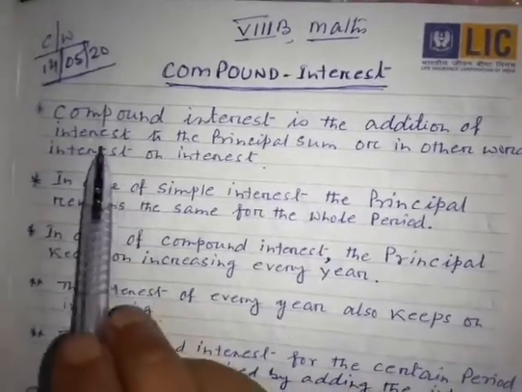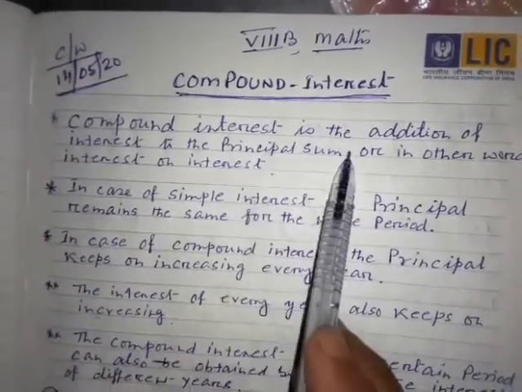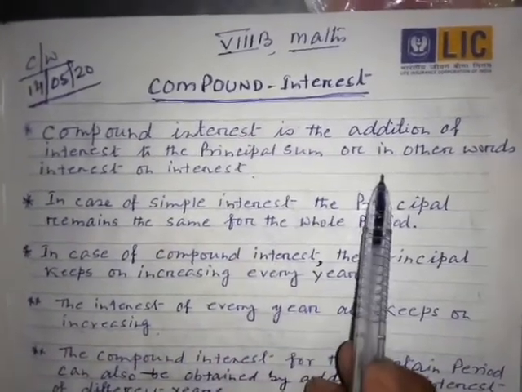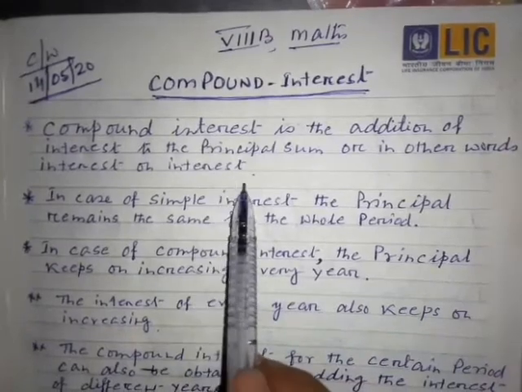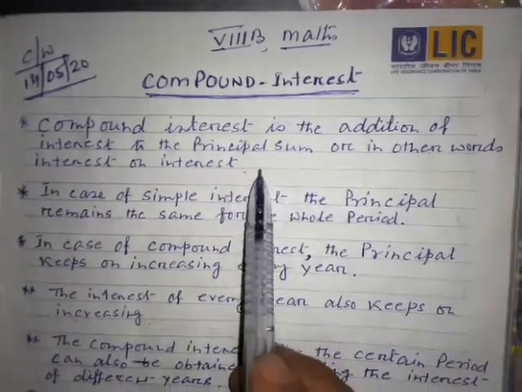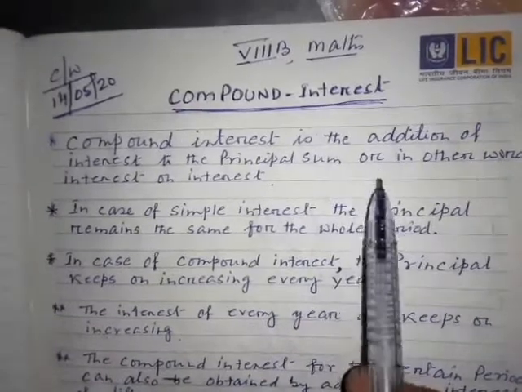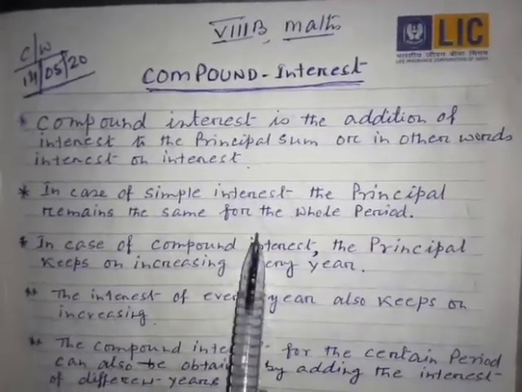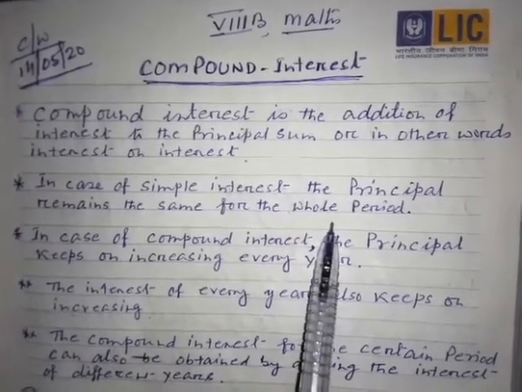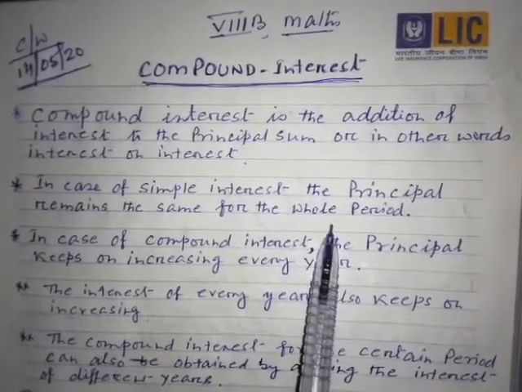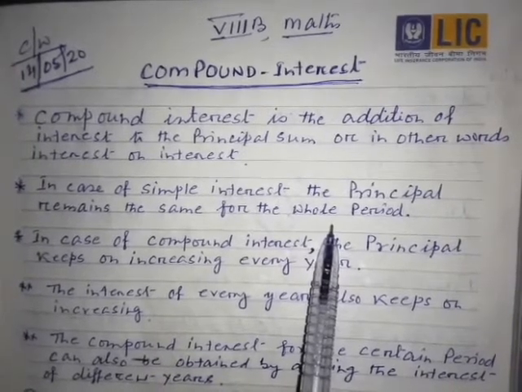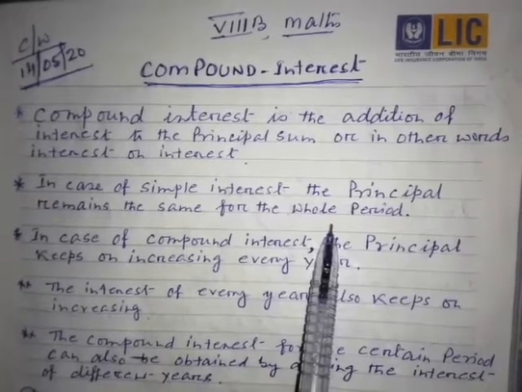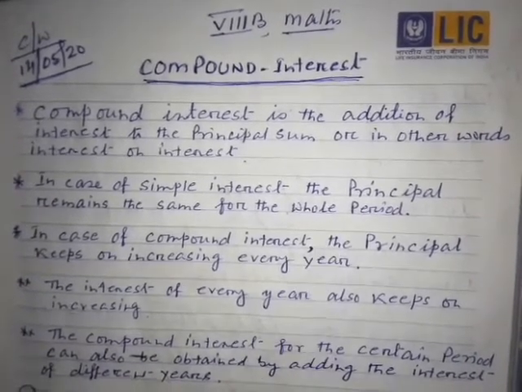So first, I've given you the definition. Compound interest is the addition of interest to the principal sum, or in other words, interest on interest. When I solve it, I'll give you a practical example and explain. Second thing, in case of simple interest, the principal remains the same for the whole period. Like I told, for 2 years, the principal is the same for the whole period. But in compound interest, every year the principal value is changing. How it is changing, when I solve the problems, I can explain to you.